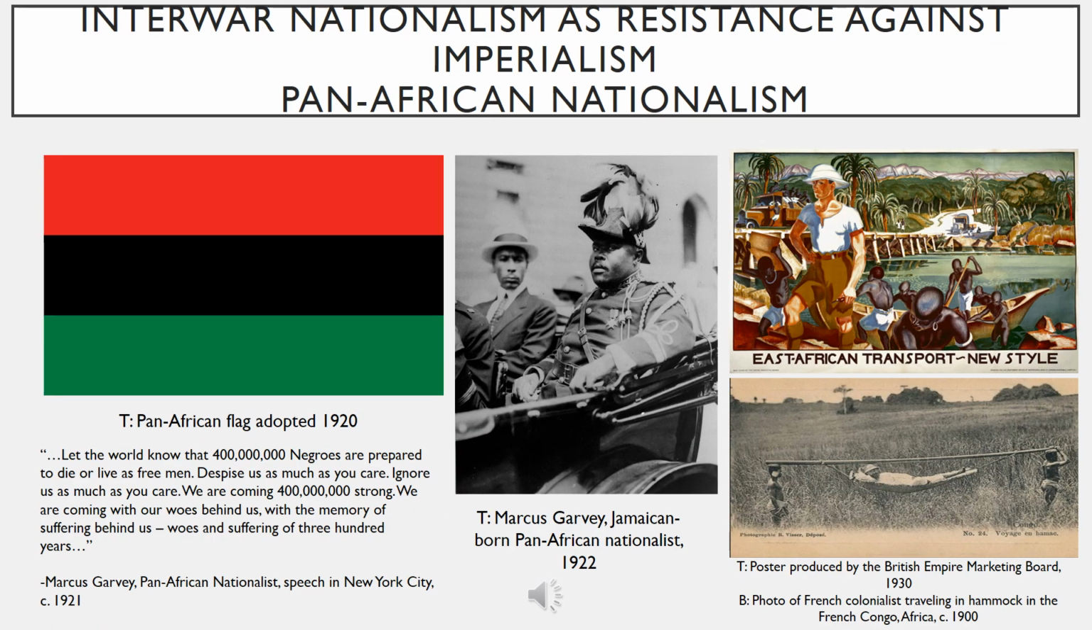This slide deals with the intensified nationalistic movement of Pan-African nationalism. Recall, Africa's coastal areas fell under European colonization starting in the late 15th and early 16th centuries. Africa's interior came under European colonization in the late 19th century following the Berlin Conference during the Age of Imperialism.